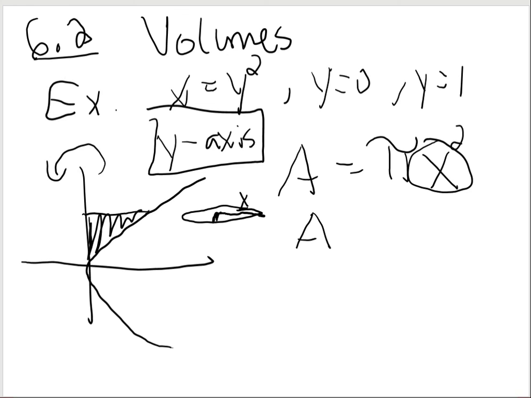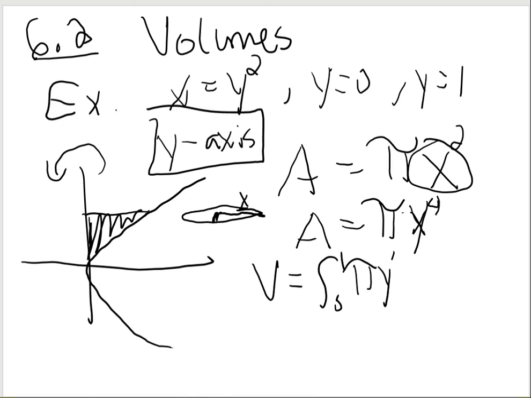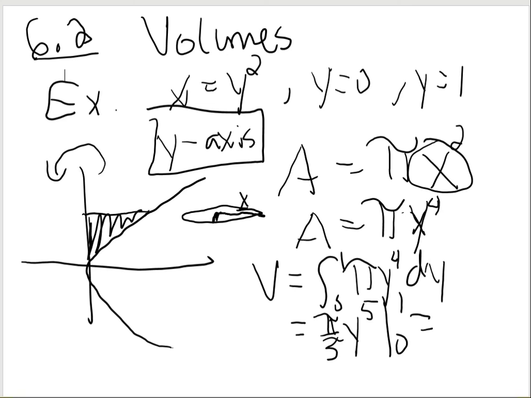So what does that give us? Well, that's pi x squared, or pi y to the fourth. So we can integrate that from 0 to 1, pi y to the fourth dy, or pi over 5 y to the fifth from 0 to 1, which is pi over 5. So you can also do it with respect to the y-axis, not just the x-axis.